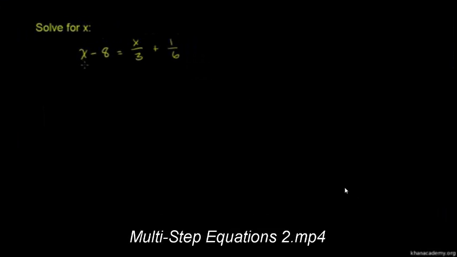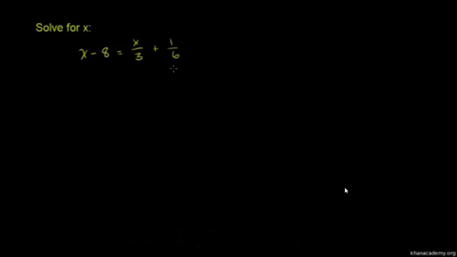Solve for x, and we have x minus 8 is equal to x over 3 plus 1 sixth. Now, the first thing I want to do here, and there's multiple ways to do this problem, but just to simplify the fractions, I'm going to multiply everything times the least common multiple of all of these denominators. This is essentially x over 1, 8 over 1, x over 3, 1 over 6. The least common multiple of 1, 3, and 6 is 6.